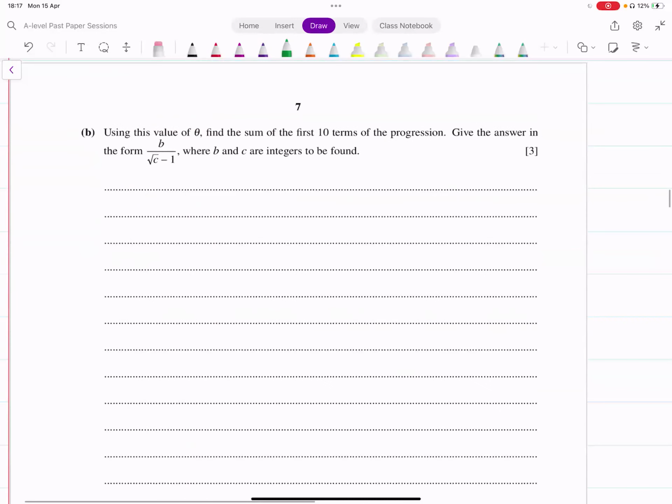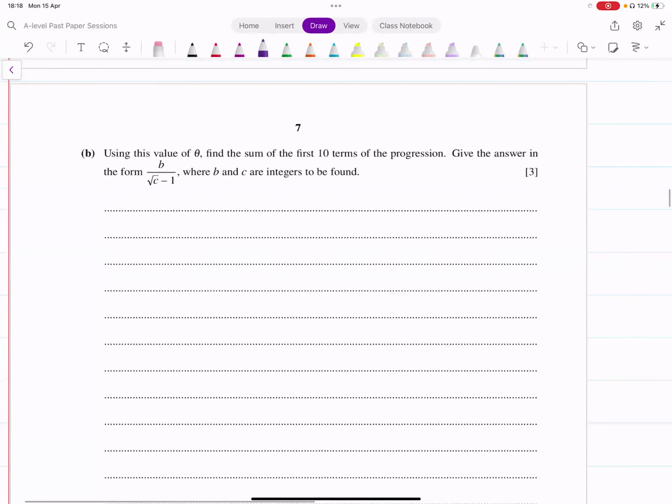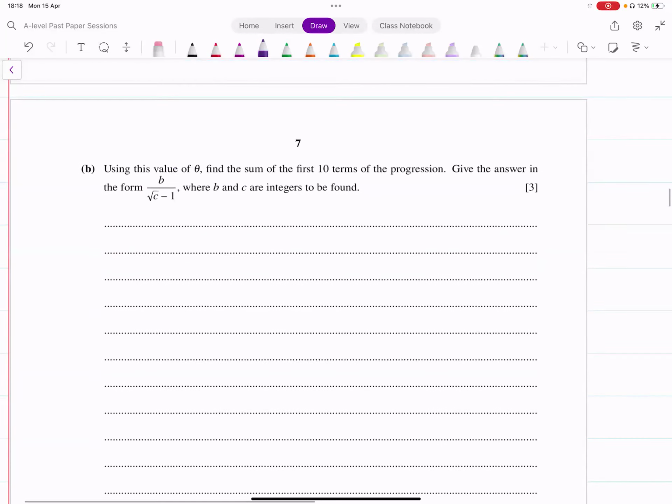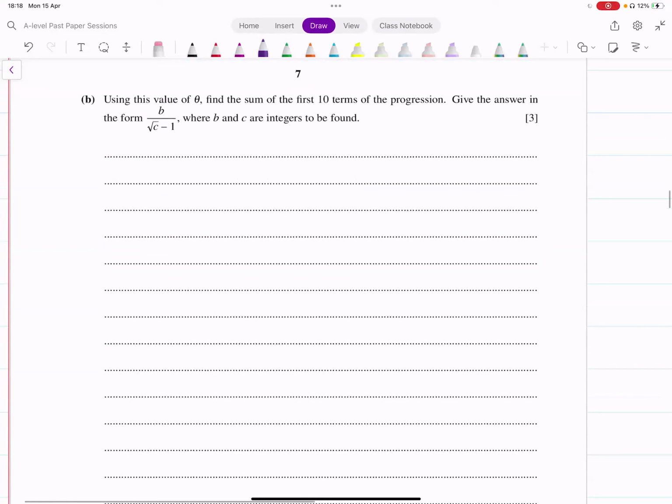Part B. Now it says, using this value of theta, find the sum of the first 10 terms of the progression. Give the answer in the form b over under root c minus 1, where b and c are integers to be found. So again, they want an exact answer. They don't want you to convert anything to decimals. Okay, so what do we do here now? Sum of the first 10 terms. It's a GP, right?